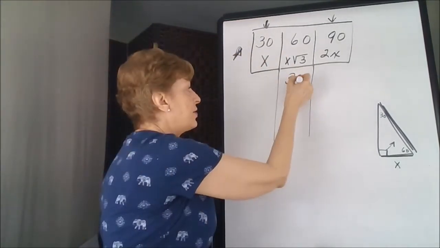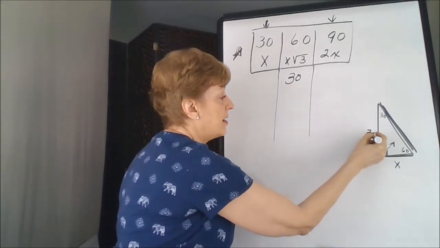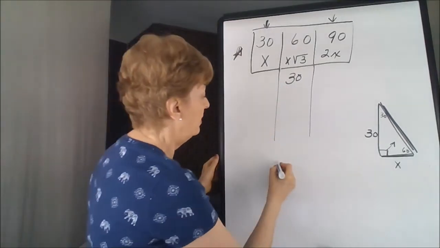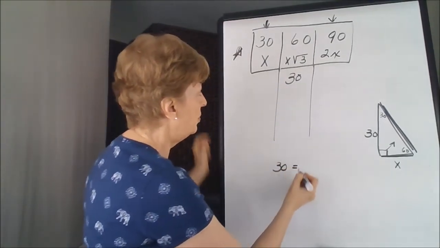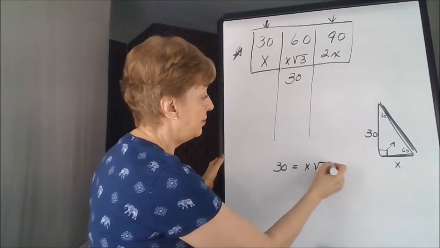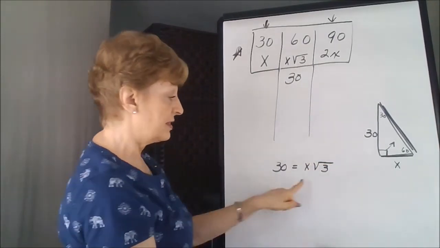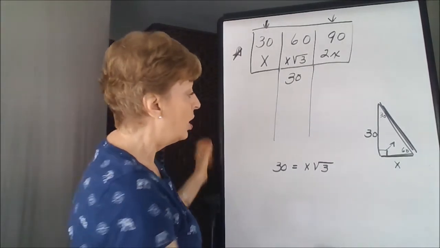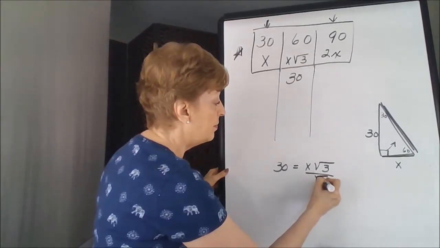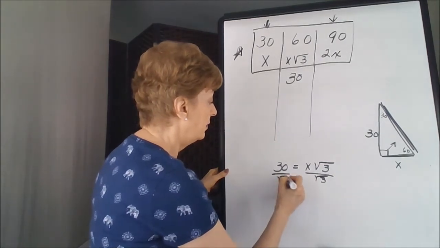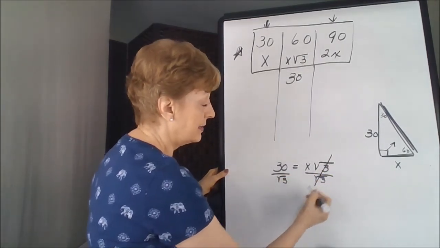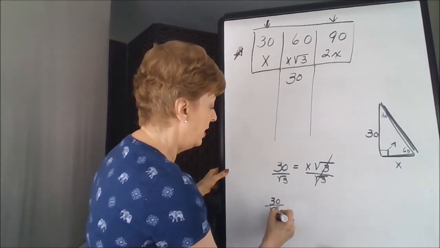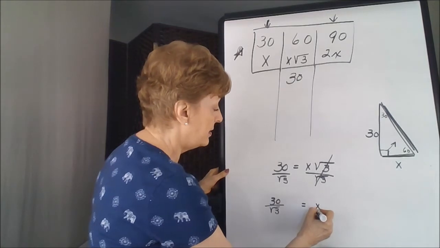What happens when our value is 30 on the long side? What we're saying here is 30 is equal to x radical 3. So to solve for x, which will, of course, give us this number here, we would have to divide both sides by radical 3. That cancels out, so we are left with 30 over radical 3 is equal to x.